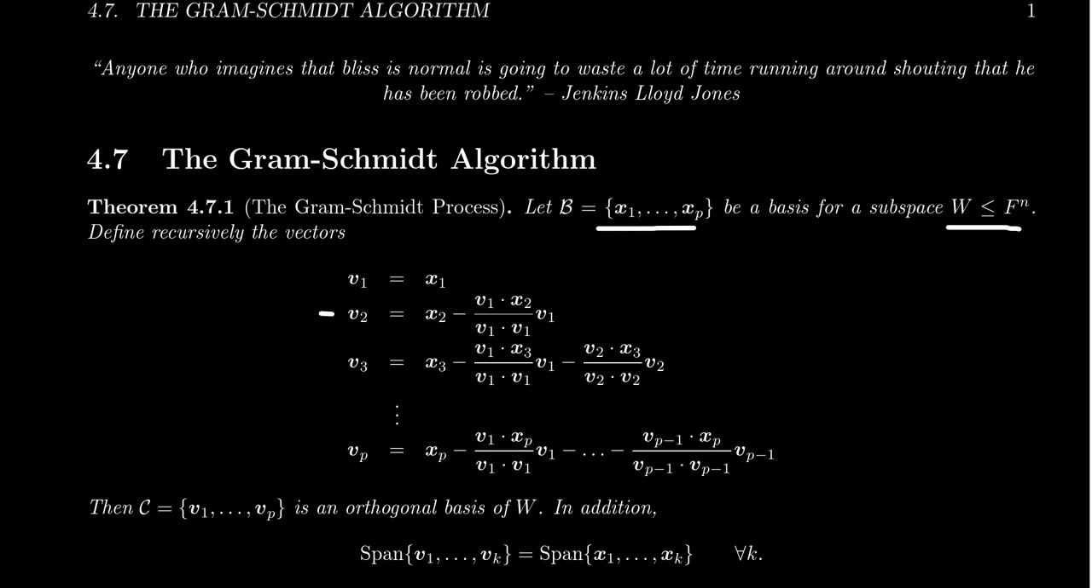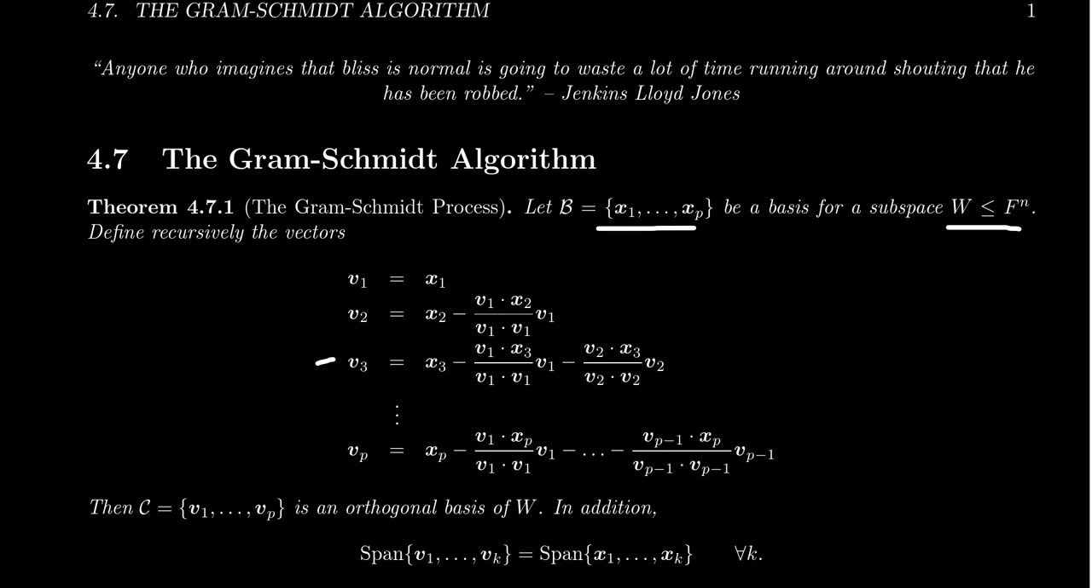But for V2, we're going to take the current x2 and subtract from it V1·x2 over V1·V1 times V1. That is, we take the orthogonal projection of x2 onto V1 and we subtract it from x2. And this is going to have the consequence that the new vector V2 will be orthogonal to the previous vector V1, using this orthogonal projection.